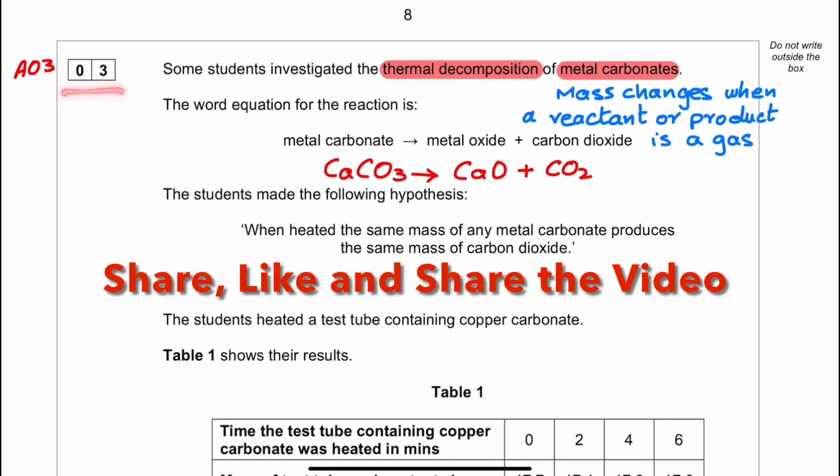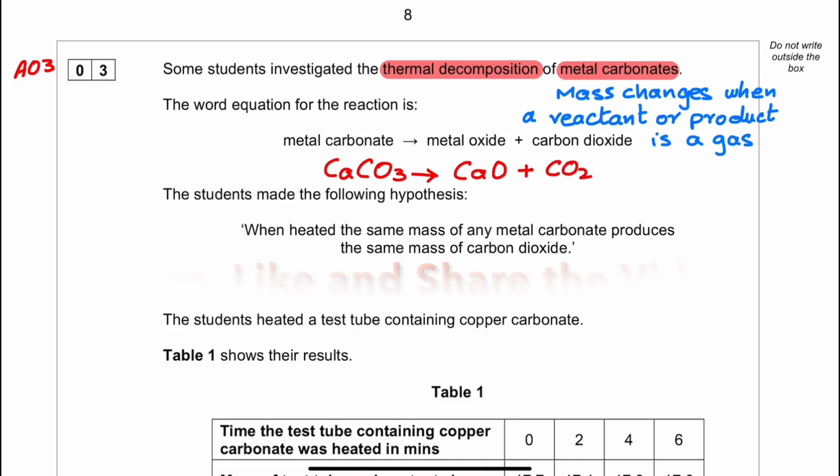Question number 3 is an AO3 question, and this question is from the topic of mass changes when a reactant or a product is a gas. Some students investigated the thermal decomposition of metal carbonates. The word equation is given here.